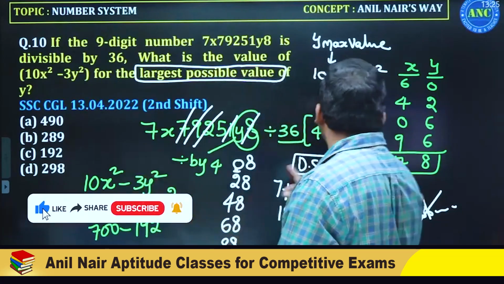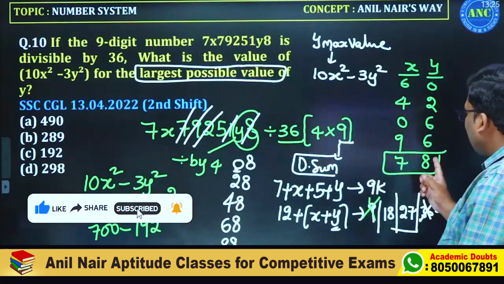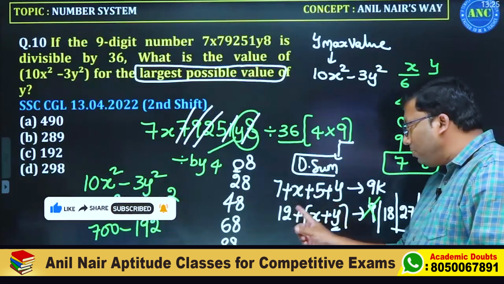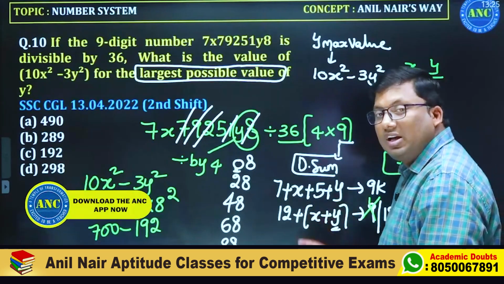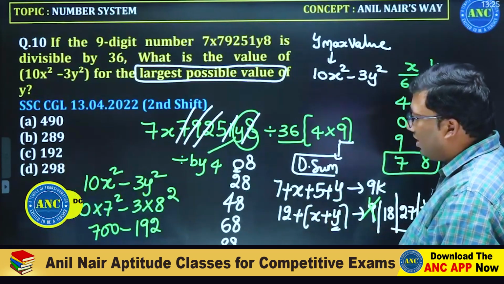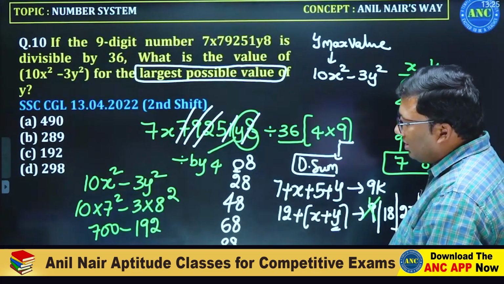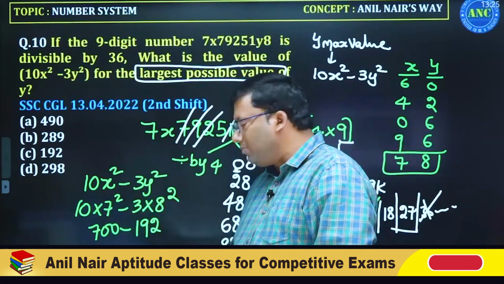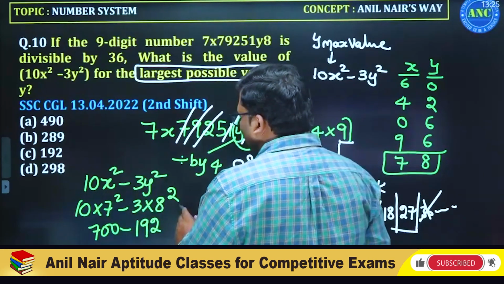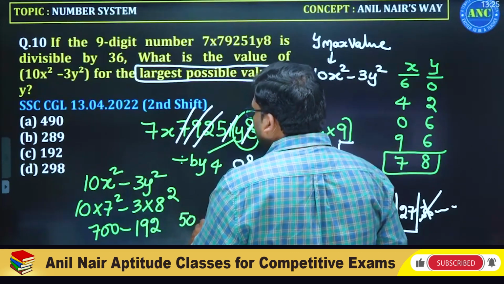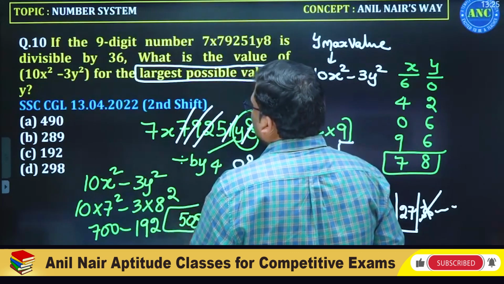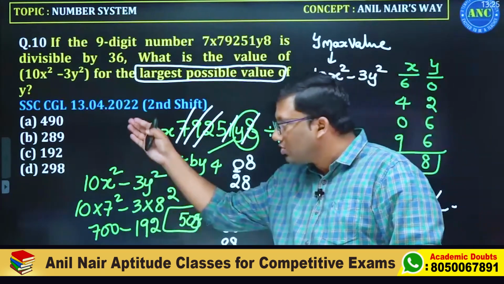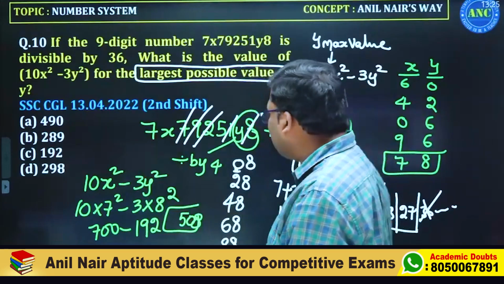If x is 7, we got the y value 8. If y is 8, 12 plus 8 is 20, 20 plus 7, so x is 7. 10x square minus 3y square: 64 3s are 192. 700 minus 192 is coming to 508. This is one case. Out of the given values, what is the largest value?